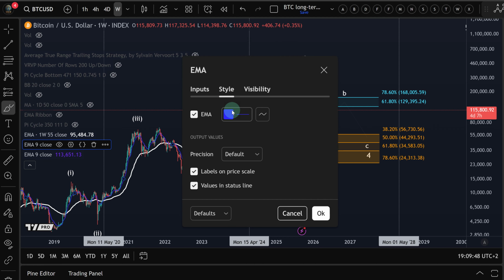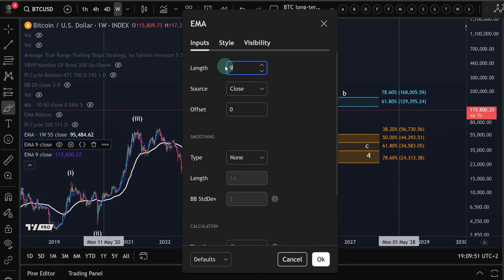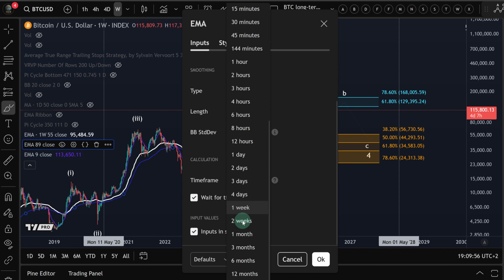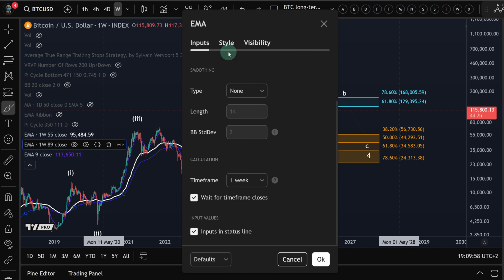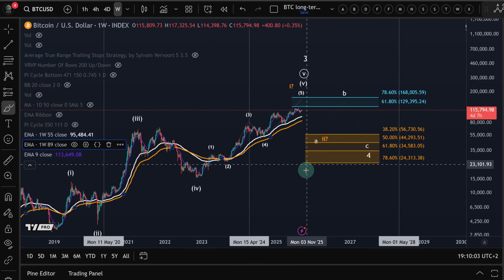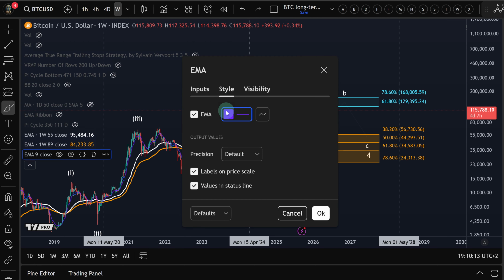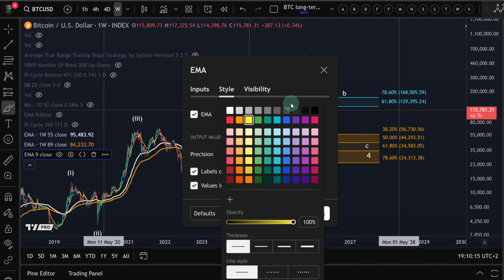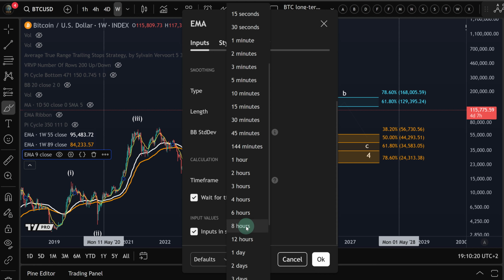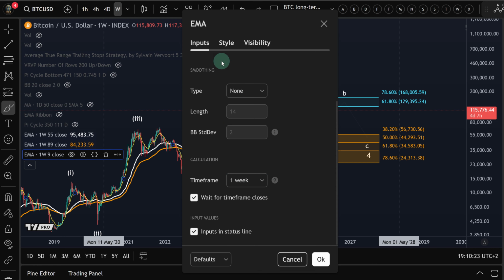Now the next one would be 89. As we've seen, this one was relevant as well, and it's also the one that is sitting below the 55. Change it to orange, make it a little thicker. And then I want to add the 200, which is far away, but it is the one that was respected early in the bull market, was tested. And it could be relevant going forward. But this is obviously far away and would be too late for any meaningful signal, right? Still want to have it on the chart.